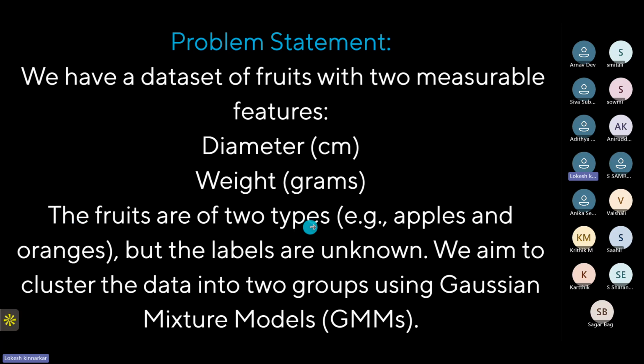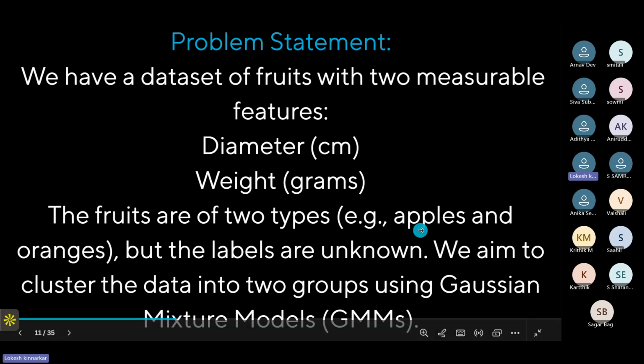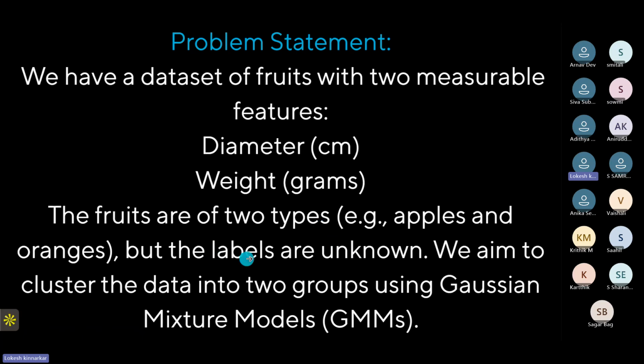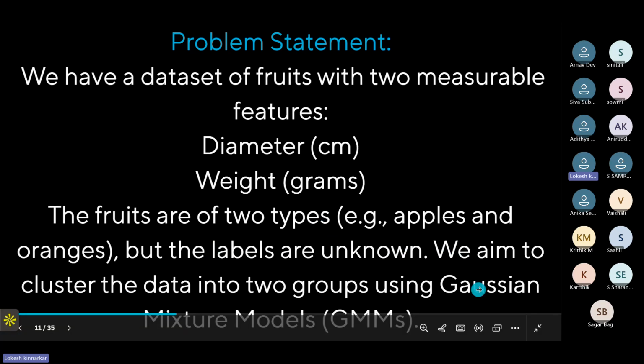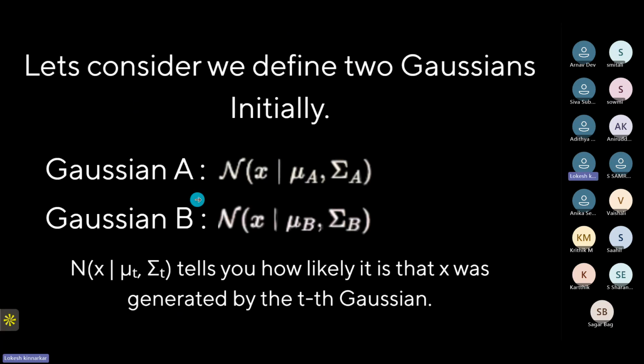And the fruits are of two types, but the labels are unknown. Obviously, since it is an unsupervised way of clustering, we have unknown labels. So what we do is we aim to cluster the data into two groups using Gaussian mixture models. So we will initially define two Gaussians. This is the Gaussian A, which I have defined, and this is the Gaussian B, which I have defined.